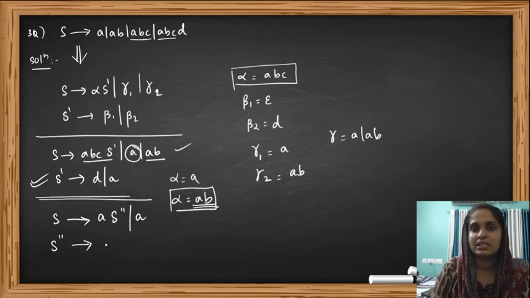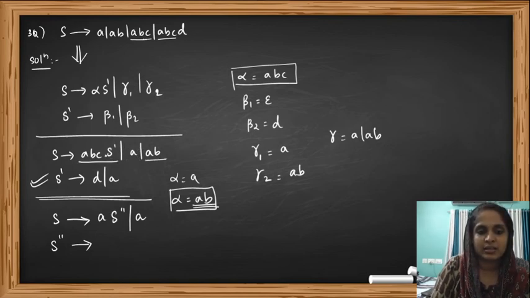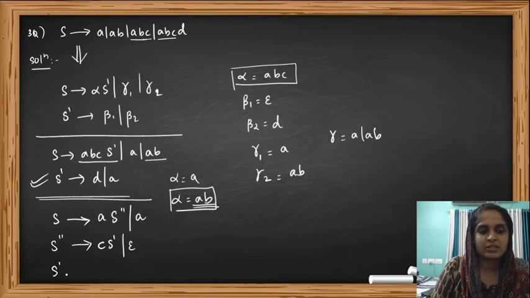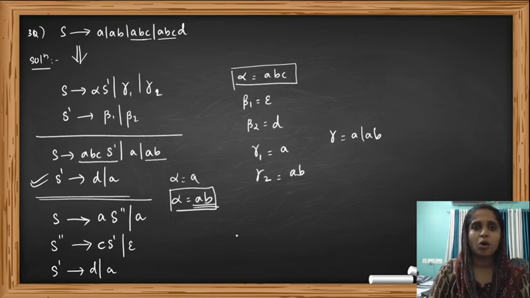Now what's the value of S double dash? S double dash means beta 1 and beta 2. Beta 1 is, in this first term, whatever comes after alpha is our beta 1, right? Alpha means AB, so C S dash is our beta 1. And what is beta 2? In this third term, whatever comes after AB is our beta 2. That means epsilon. Okay? And we can write this S dash as it is. D bar A.